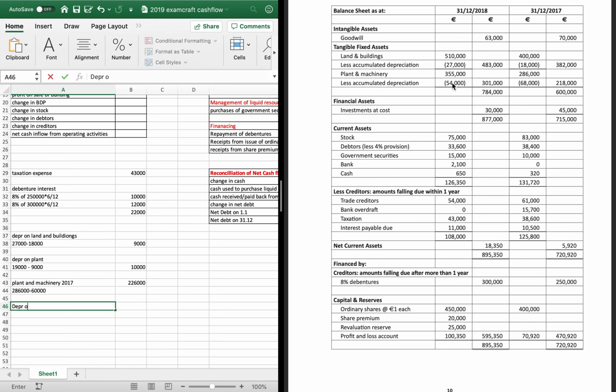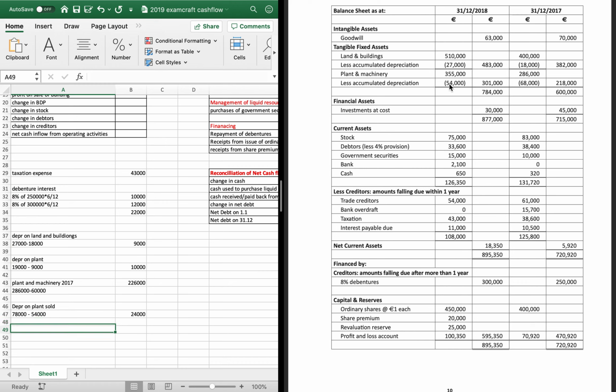So the depreciation on the plant sold has to be 68 up to 78. So it will have to be 78,000, which is what it should have been. What it is is 54,000. So if we just take them away from each other, you will get the 24,000 for the depreciation on the one that we sold.